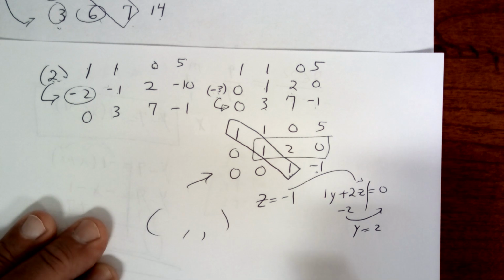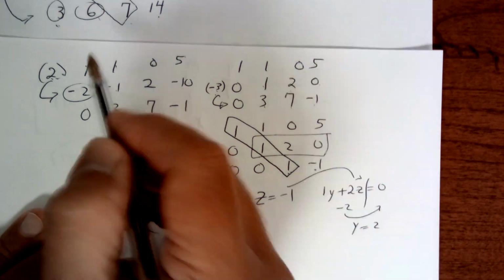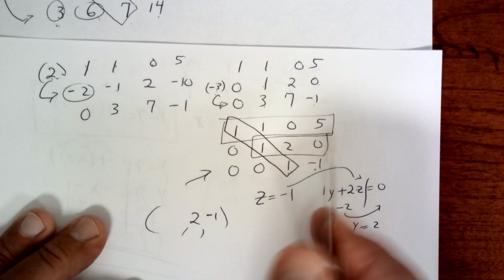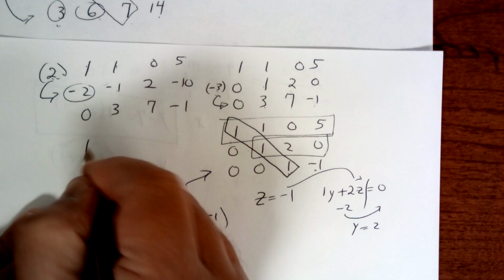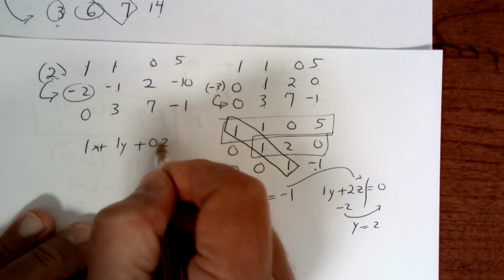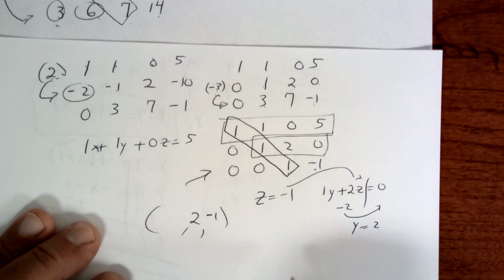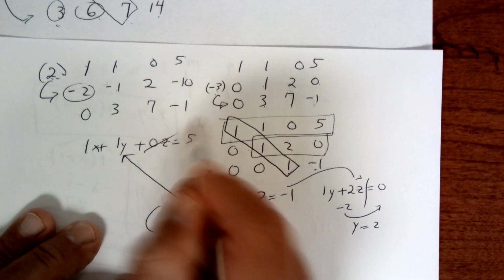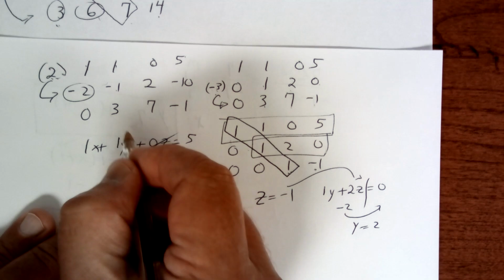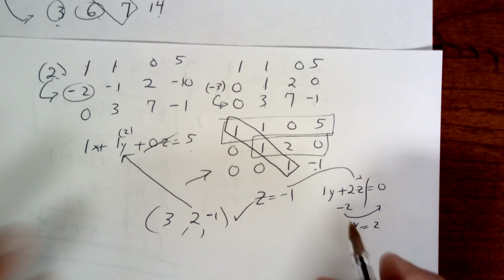Z is negative 1, y is 2, and then you got to find out what x is, and you can use this equation right here. So that's x, 1x, plus 1y, plus 0z is equal to 5. You plug in your x and your y, or just plug in your y, because there's no z, and you'll get your x. So that's going to be 1 times 2 is 2. And when you subtract, you get 3. So I'm going to go with 3. That's the one I'm looking for.